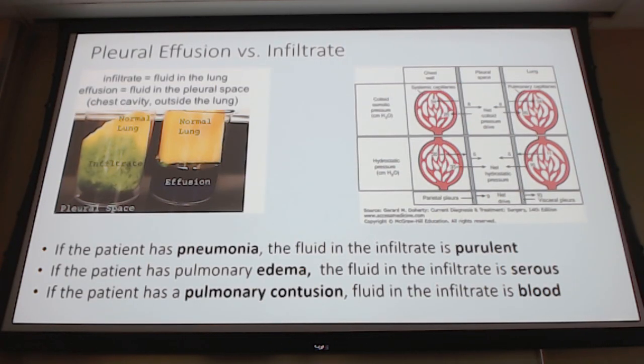All right. Moving on to pleural effusions and infiltrates and why they're different. When you look at pleural effusions, you have the normal lung and then you have the fluid around said lung. An infiltrate is actually within the lung tissue itself. So if you have a patient with pneumonia, that fluid is going to be purulent. If you have a patient with pulmonary edema, the infiltrate is most likely going to be serous. And if you have a pulmonary contusion, the infiltrate is most likely going to be blood, but bruised to the lung.